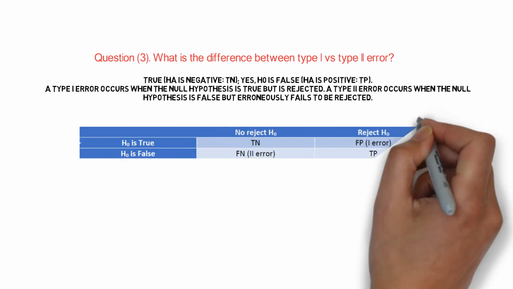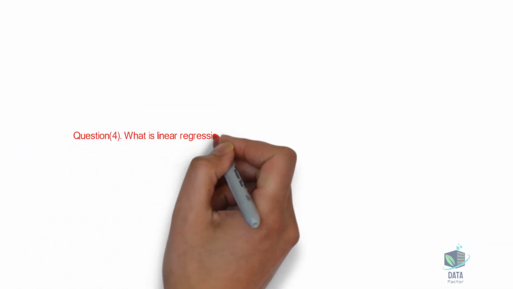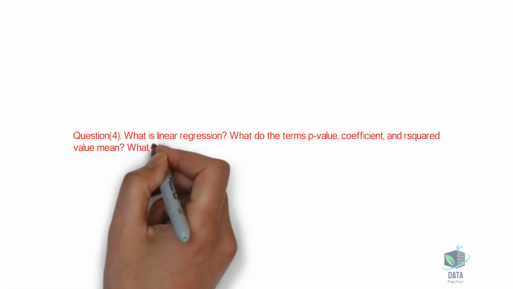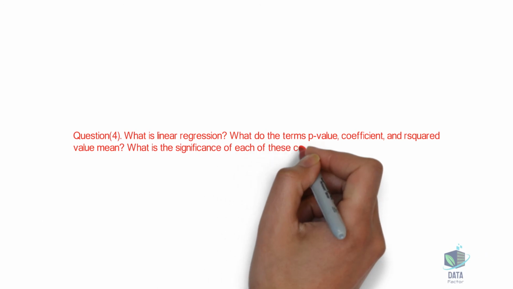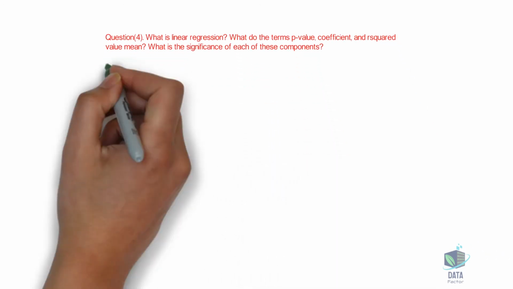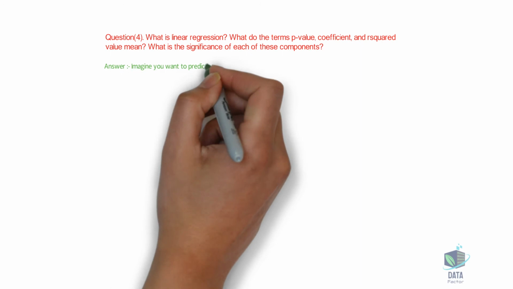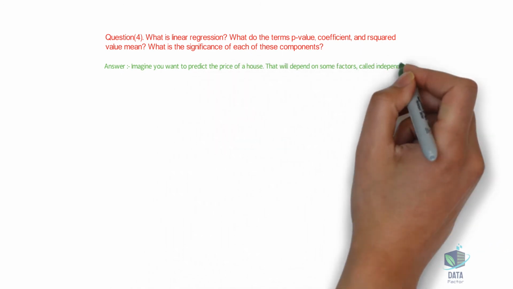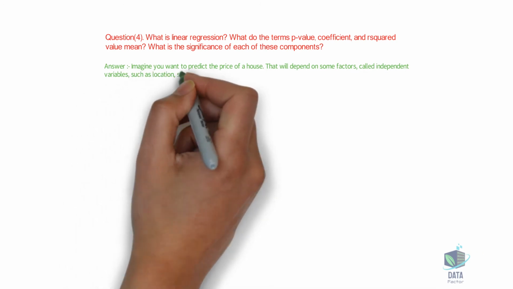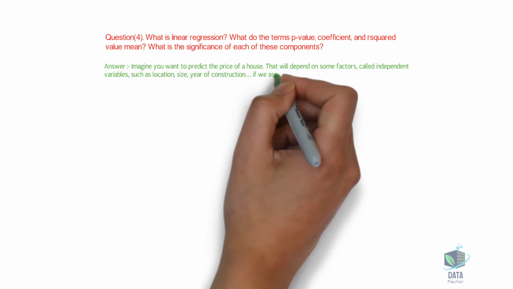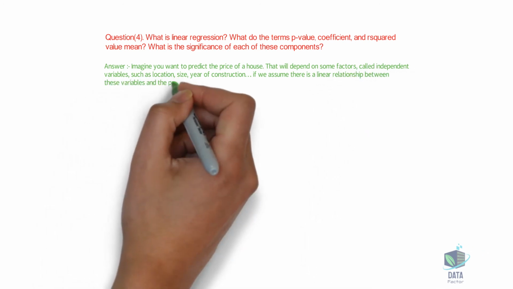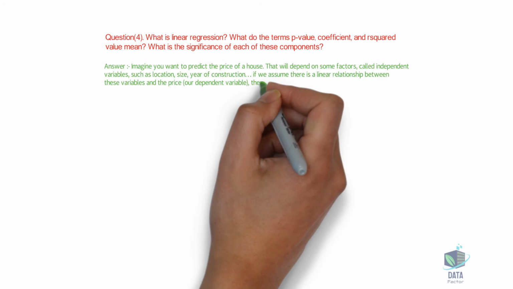Question 4. What is linear regression? What do the terms p-value, coefficient, and R-squared value mean? What is the significance of each of these components? Answer: Imagine you want to predict the price of a house. That will depend on some factors, called independent variables, such as location, size, year of construction. If we assume there is a linear relationship between these variables and the price, our dependent variable, then our price is predicted by the following function: y equals a plus bx.